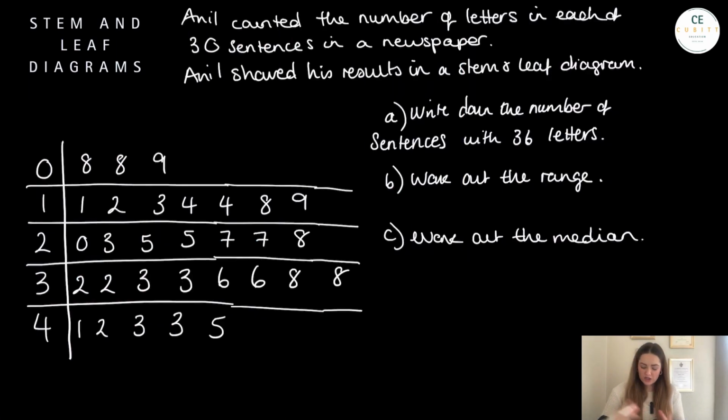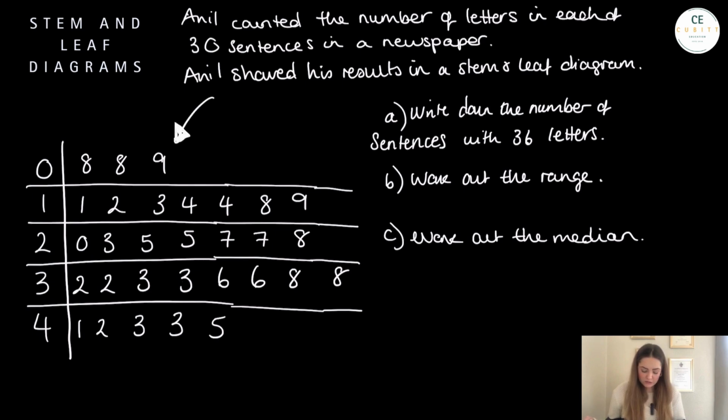So this next question already has a stem and leaf diagram done for you. So let's just read out the question itself. Anil counted the number of letters in each of 30 sentences in a newspaper. No idea why you'd do that, but whatever. Anil showed his results in a stem and leaf diagram. Okay, so the stem and leaf diagram is written just here for you.